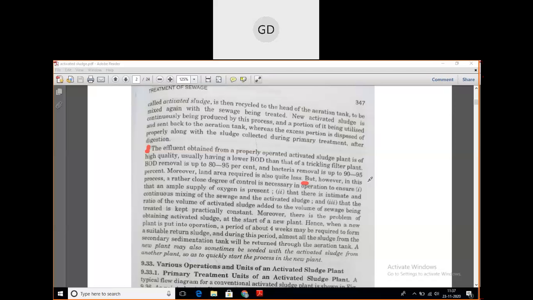Then the ratio of the volume of the activated sludge added to the volume of sewage being treated is kept practically constant. So the ratio of how much activated sludge you have added and whatever volume of sewage is being treated is kept constant.